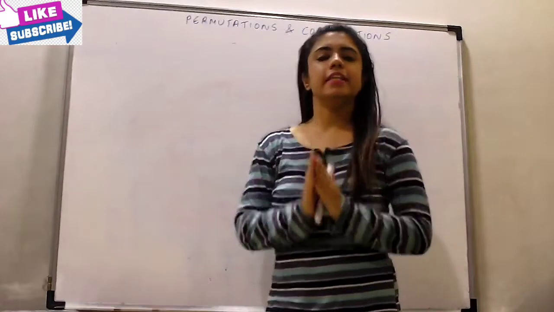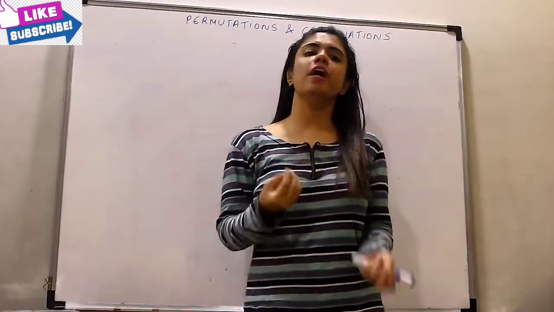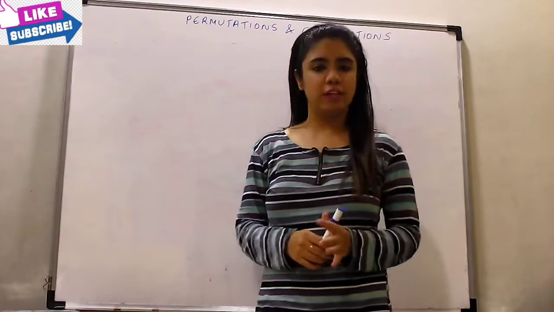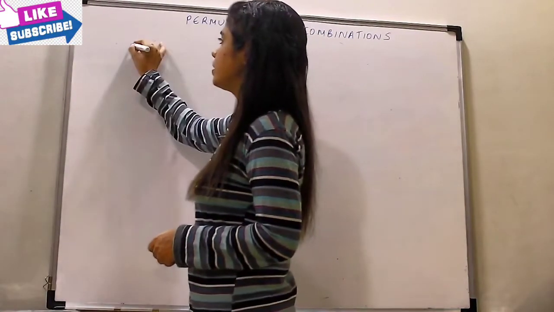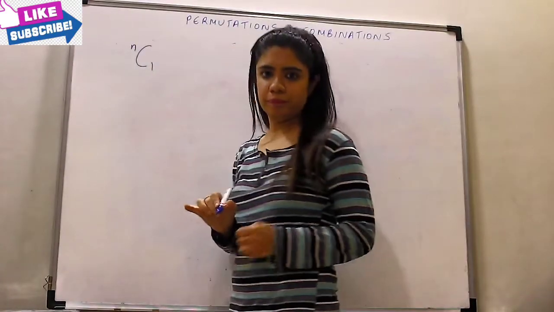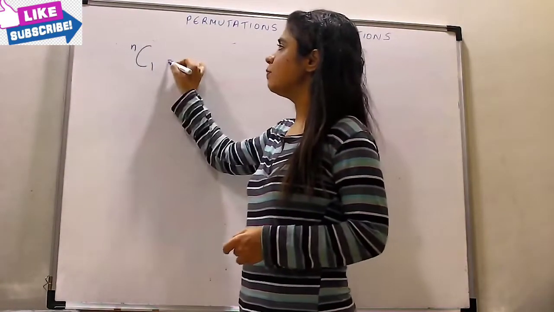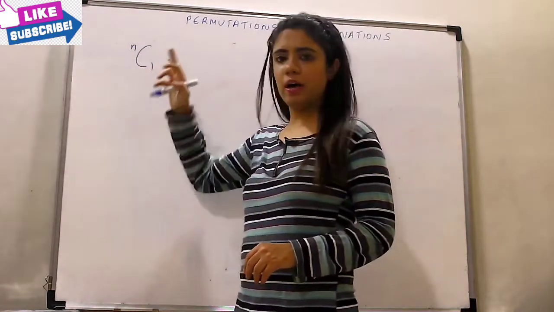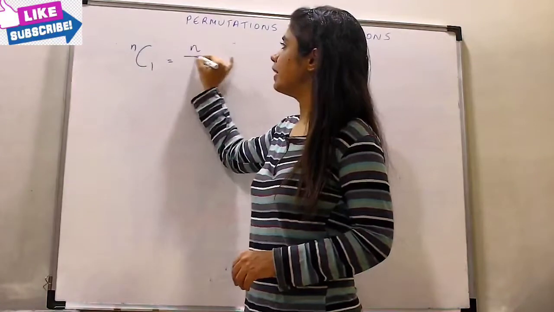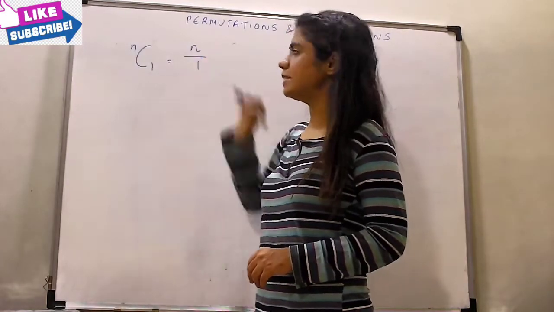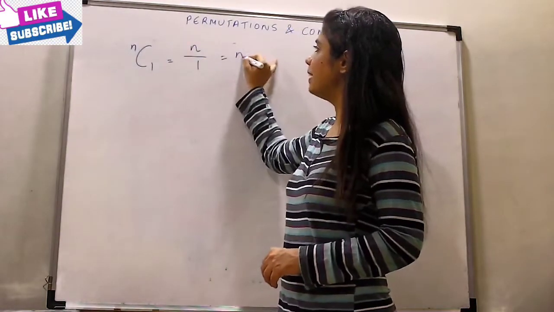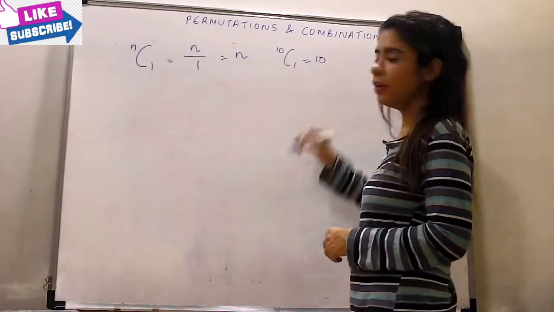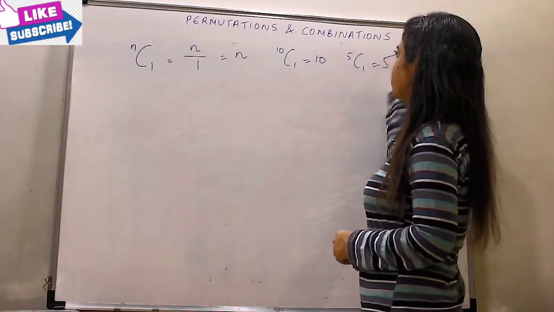Okay. See, there are certain formulas or certain values which we'll be using a lot while solving the problems. So let's look at those values. The first value which we'll be using quite a bit is NC1. Now NC1, as per the formula or the trick which we had seen, because this is 1, you will write only one number in the numerator and 1 as it is in the denominator. So this will become N. So if I ask you what is 10C1, it is 10. What is 5C1? It is 5.